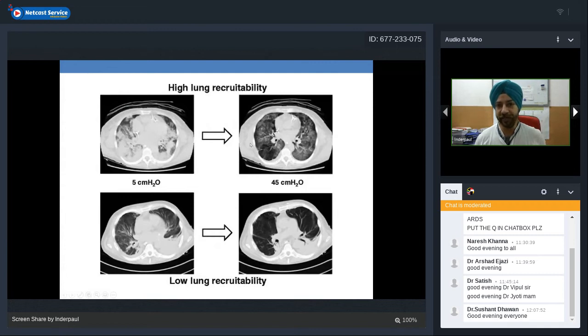Mind you, look at this. These were the areas of consolidation, but this is not a normal area even now. This still has got a lot of inflammation, as highlighted by a lot of ground glassing in this CT.